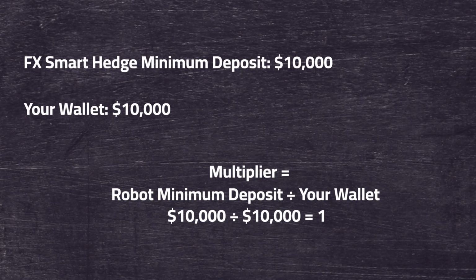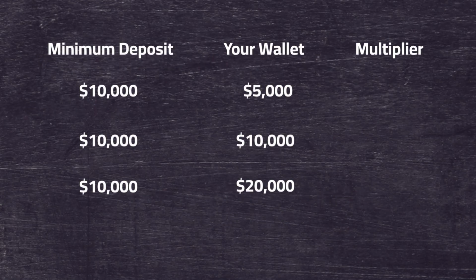A few quick examples. From this table, we can see some examples for the recommended multiplier in coherence to your account relative to a 10,000 minimum deposit robot. If the robot's minimum deposit is 10,000 and your account has 5,000, we divide 5,000 by 10,000 and the result would be 0.5 for our multiplier. If it's 10,000 and 10,000, it's 1. If it's 20,000 and 10,000, then we divide your account, which is 20,000 over 10,000, and the result would be 2 for the multiplier.